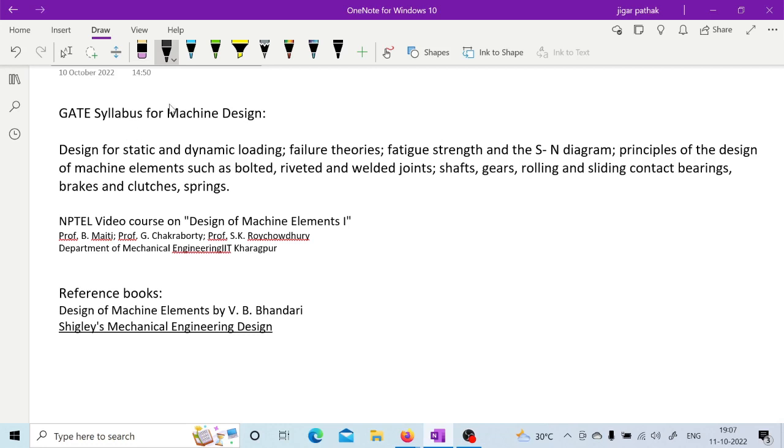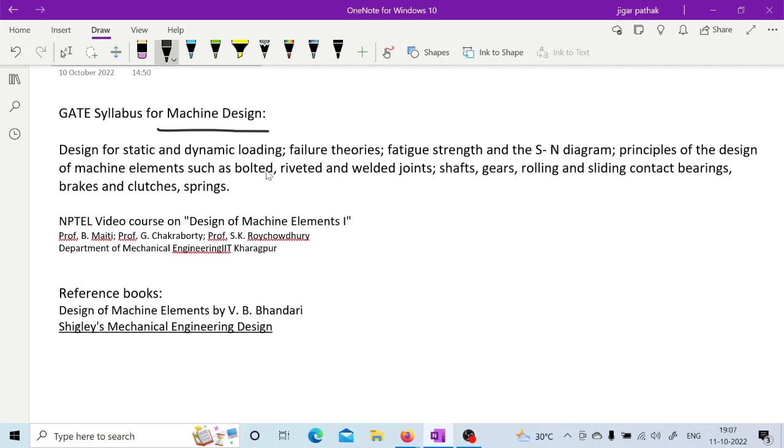Today we'll start with this new subject, as we have discussed yesterday or last time. Here we will start with machine design, and if you see the syllabus of machine design, then it is given like this in your GATE syllabus.